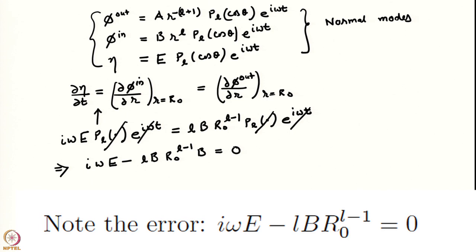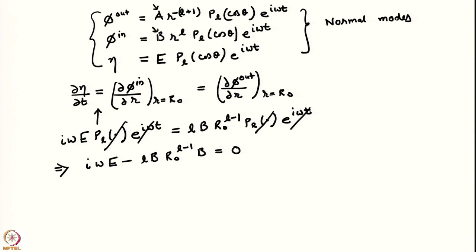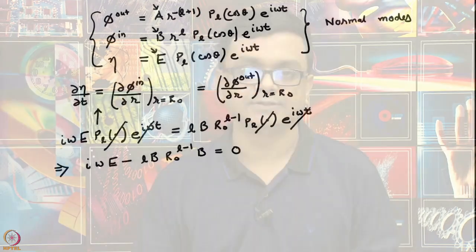Note that we need three equations because there are now three constants A, B and E. So we expect to get three equations, three homogeneous equations in these three unknowns, and the determinant of the coefficient matrix will give us the dispersion relation.